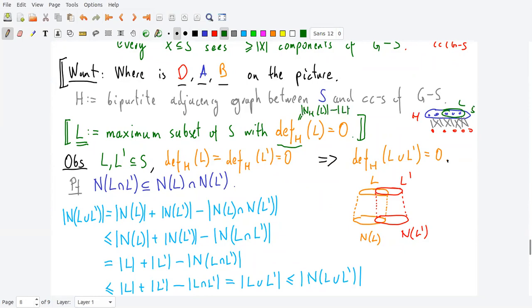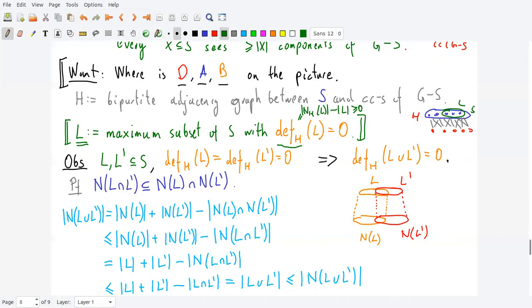Yeah, so what is actually this animal? We know that in H, Hall's condition is satisfied. So we know that this is always at least zero, right? The number of neighbors is always at least as large as the size of the set. But now we are looking at the sets where this is tight, where they see exactly as many vertices, as many components, as their size. Yes, and we take the maximum subset of S with this property that is tight.